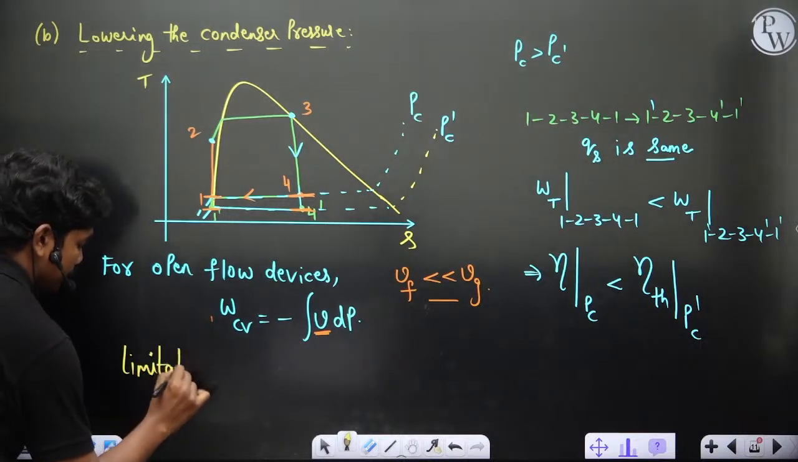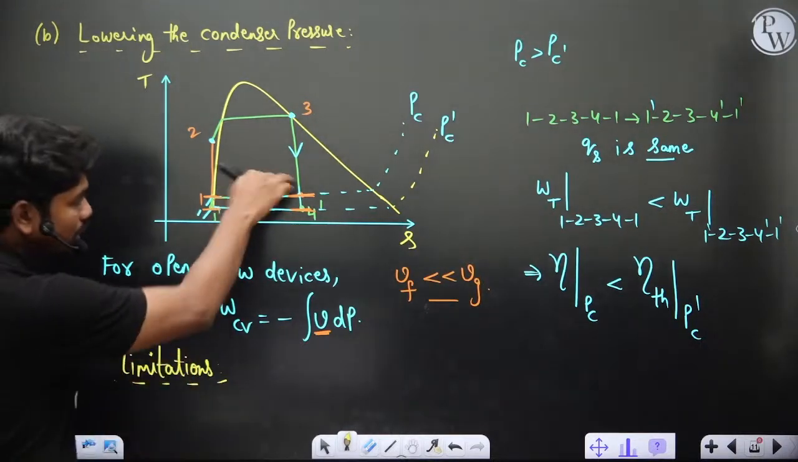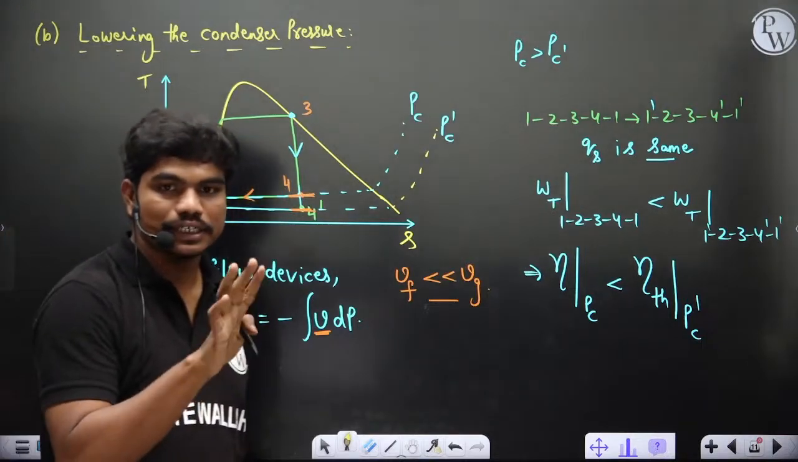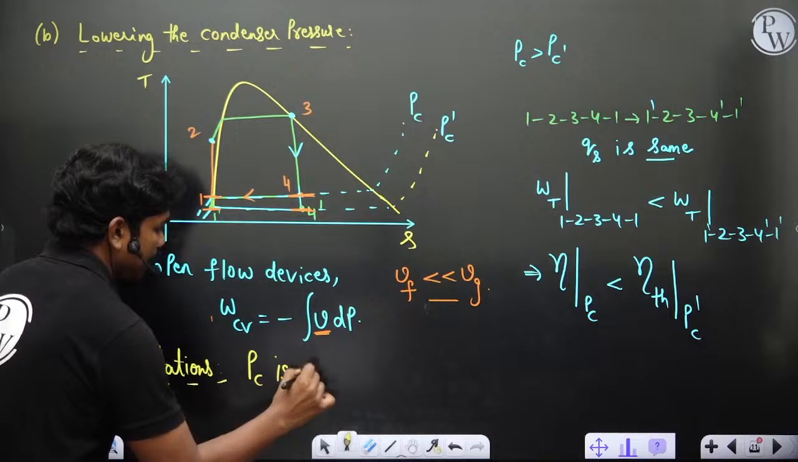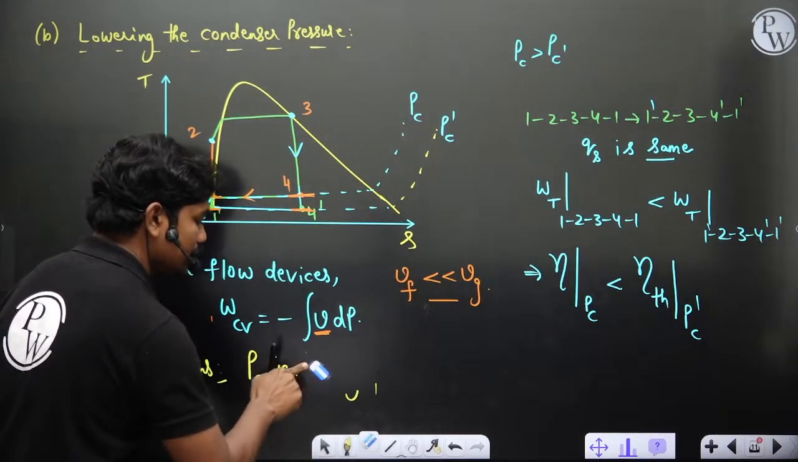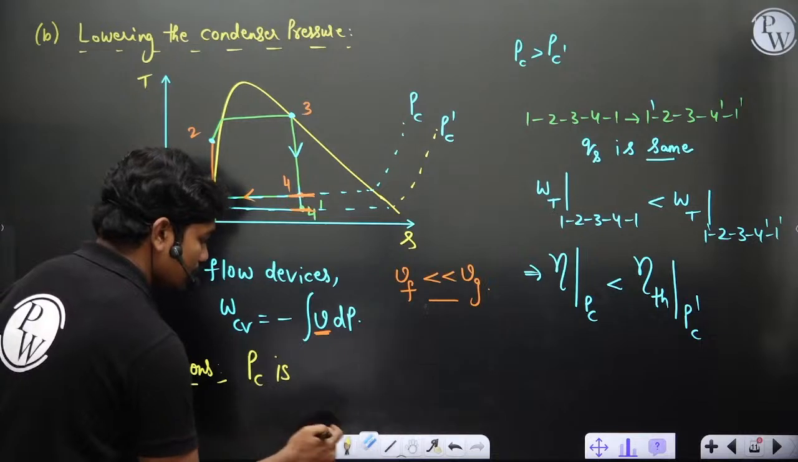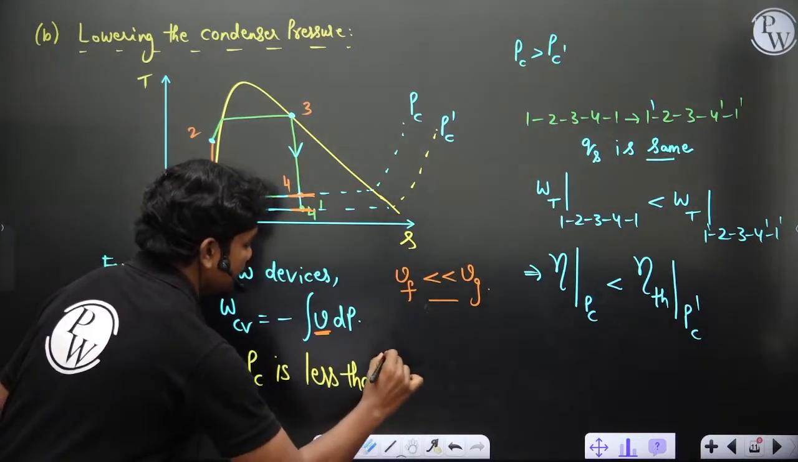Limitations. Look, this condenser is actually operating at a pressure which is less than atmospheric pressure. Means PC is already less than PATM.